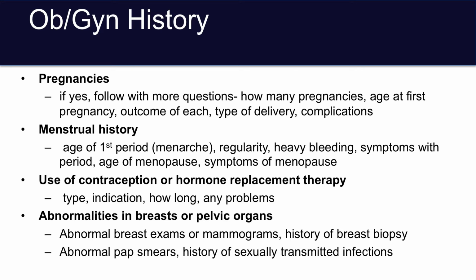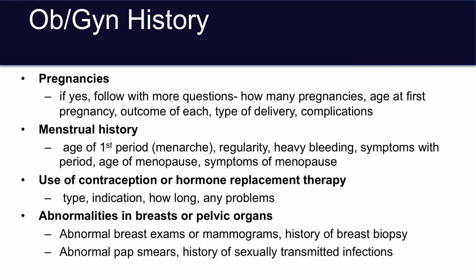The menstrual history should include the age of the first period, also called menarche. You should also ask about the regularity and any heavy bleeding that the patient has experienced. You want to ask if the patient has gone through menopause and if they have any symptoms of menopause at this point. You should also inquire about contraception or hormone replacement therapy, and you should ask about what type, why they were on these medications, for how long, and if they experienced any problems with them.